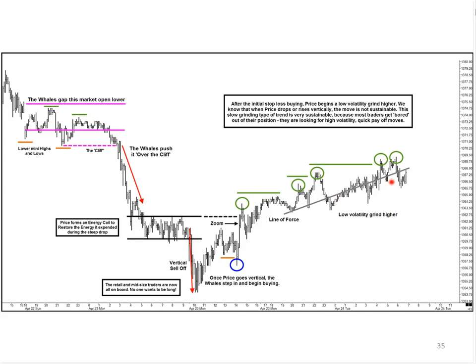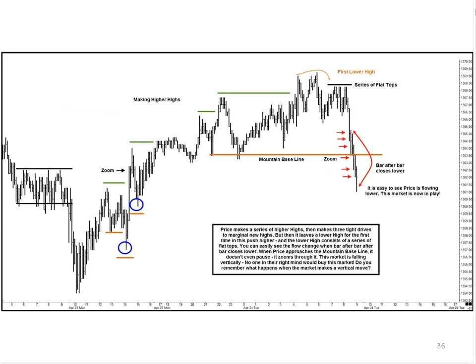But this can go on and on. We see this, for example, in the Aussie. It'll grind for days and days. And sometimes, if you're in this section here, it's hard to find an entry. It's so boring, it's hard to find an entry.